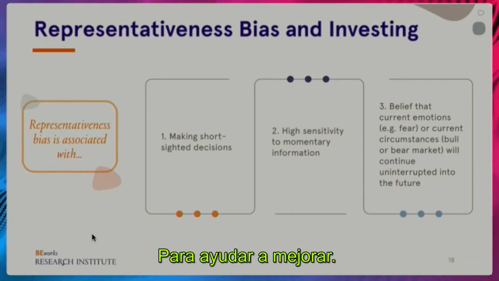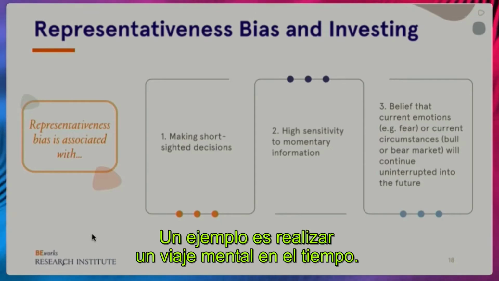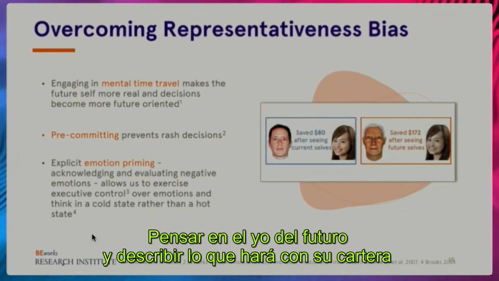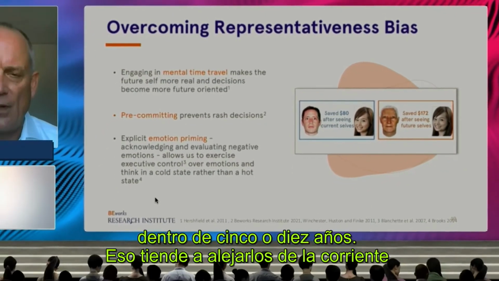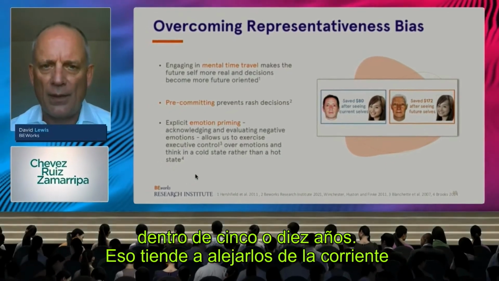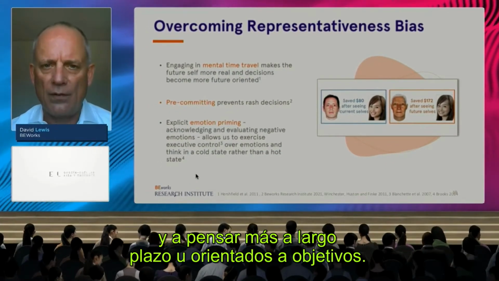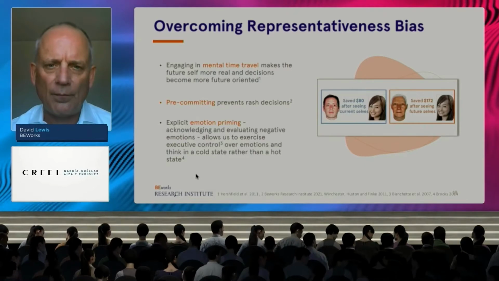To help make better decisions, one example is to engage in mental time travel. Think of the future self and describe what you're going to be doing with your portfolio in 5 years or 10 years. And that tends to get people away from the current and thinking more long-term, more goal-oriented.